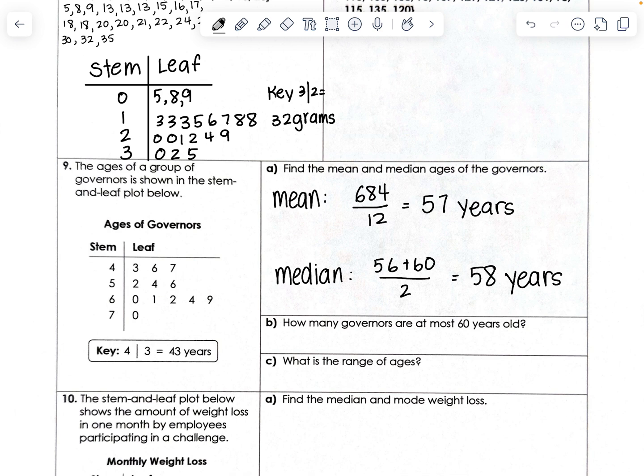How many governors are at most 60 years old? So that means you would look at the governors that are 60 or younger, right? Because at most means less than or equal to 60. So there are 1, 2, 3, 4, 5, 6, 7. So there are 7 governors that are 60 years old or less. And what is the range? So it looks like the oldest is 70, and the youngest is 43. So 70 minus 43. So the range is 27 years.